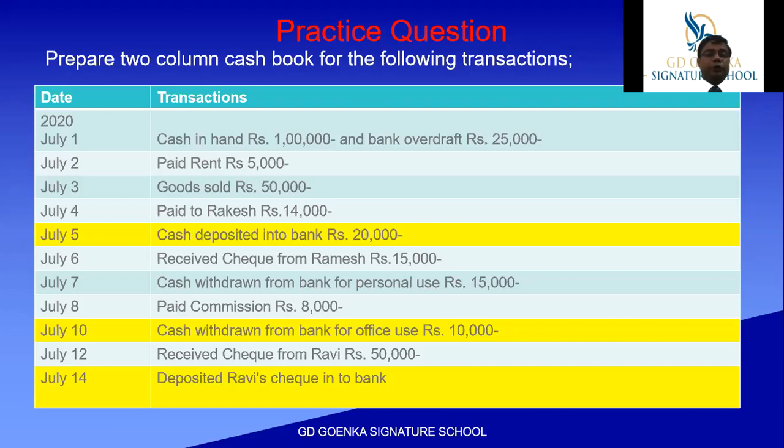Now coming to the July 12 transaction, which is connected to the transaction happening on July 14. On July 12, we received a check from Ravi, but this check was not deposited on that date; it was deposited on July 14. So on July 12, this is not going to be recorded in the 2-column cash book since it is a check in hand, and on July 14, when you deposit this into the bank account, it is going to be recorded in the bank column.